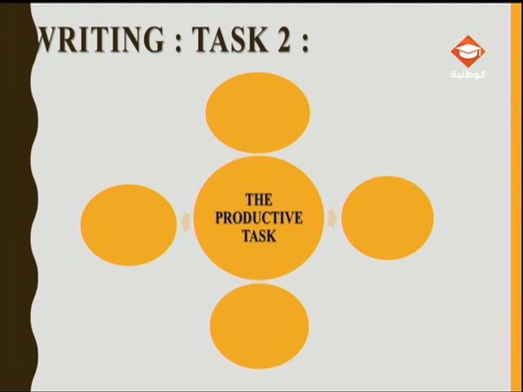Now let's move to writing task 2, what we call the productive task. As you can see on the board, you have 4 different types of tasks. You might be asked to write an article, or a report, or a speech, and finally, a letter, an email, or a blog entry. So we've put them together because it's almost the same type of writing.